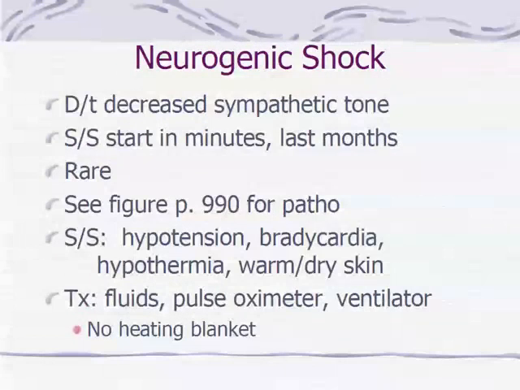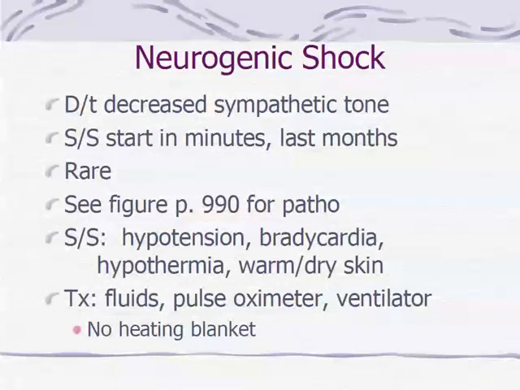And neurogenic shock is the final type of distributive shock. It's due to a decrease in sympathetic tone, which causes vasodilatation. The symptoms will start in minutes and they'll last months. It's very rare. There's a figure on page 990 that shows the pathophys.